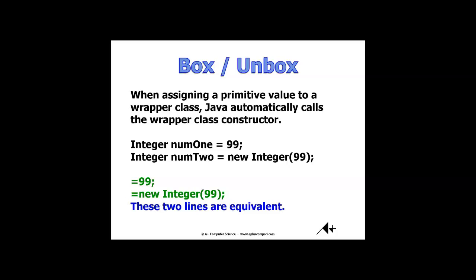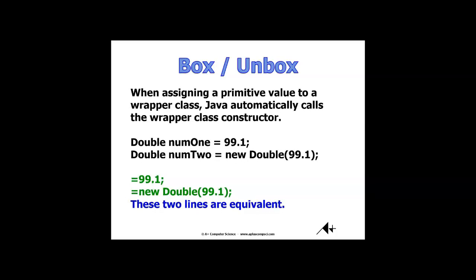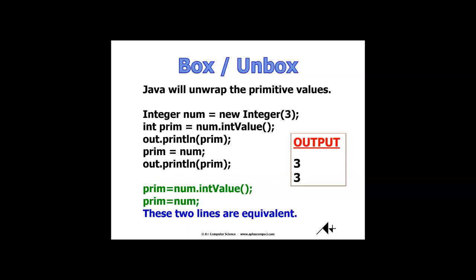It does the same thing. If you say num1 equals 99, it's the equivalent of saying num1 equals new Integer(99). And that'll make a whole lot more sense later, but just understand that you can mix and match the primitives with the wrapper types. That's perfectly okay to do. And here we're just doing the same thing as we did with integers with doubles.